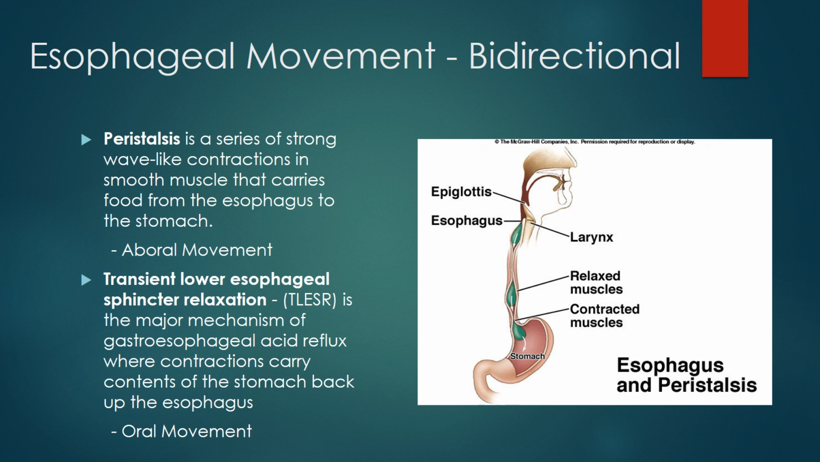So the esophageal movement can be bidirectional. First, we have peristalsis, where a series of strong wave-like contractions in smooth muscle carries food from the esophagus to the stomach. This is known as aboral movement. We then have transient lower esophageal sphincter relaxation, known as TLESR. This is a major mechanism of acid reflux, where contractions carry contents of the stomach back up through the esophagus. This is known as oral movement.